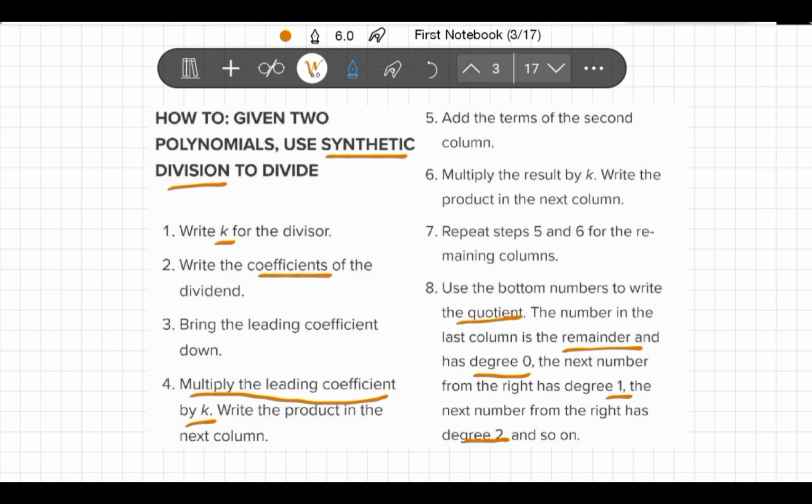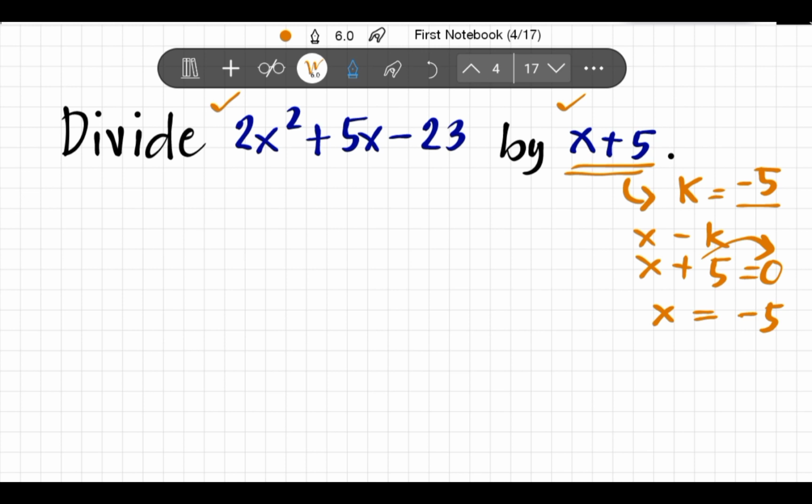So from this, write k for the divisor and write the coefficients of the dividend. So we write negative 5, the value of k, here. Okay. Next, you need to write the coefficients of the dividend. So what are the coefficients of the dividend? The coefficients are 2, 5, and then negative 23. You include the sign. So here, positive 2, so just 2, and positive 5, so just 5, but here, minus 23, so negative 23.